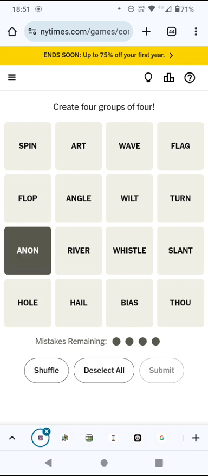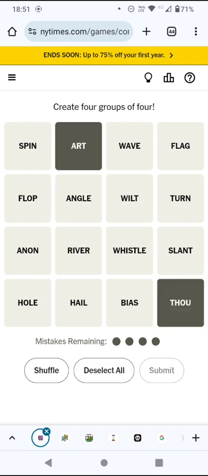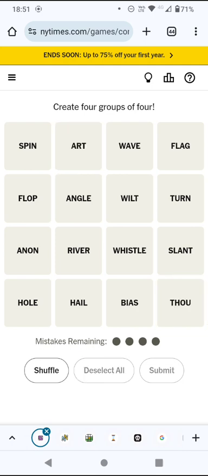Anon, don't know what that's going to go with. We've got art and thou, that makes me think like old-timey words. Maybe anon is an old-timey word. Like, wherefore art thou? But I don't know what the fourth one would be, even if it is those 3. Wilt and flop, maybe? I suppose flag and wilt sort of mean to start to get tired.